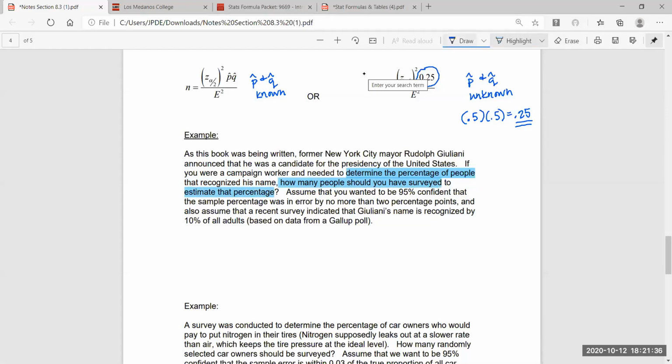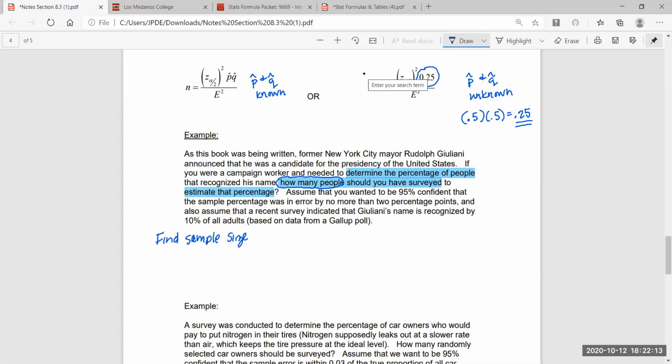The key part here, how many people? It does not say construct a confidence interval. It says how many people. And it may seem obvious now, but I've taught this a lot and students just want to make a confidence interval. And it doesn't ask for a confidence interval. It says how many people. So you're trying to find the sample size. And you have to use the formula. On the formula packet, it says determining sample size.